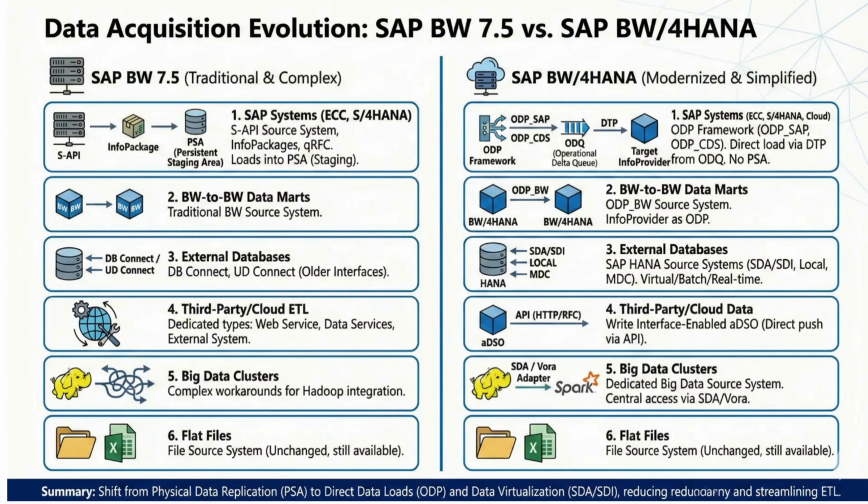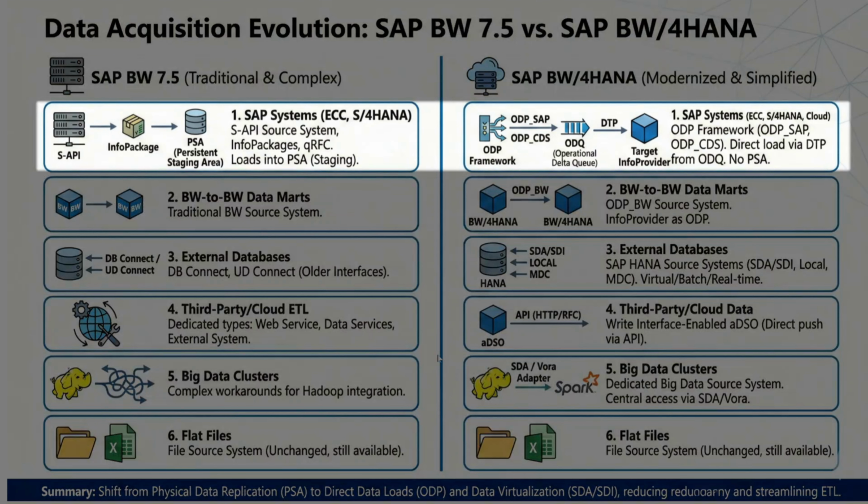Now let's quickly compare the data acquisition layer of BW for HANA with BW 7.5 version. On the left side, you can see the traditional older way with SAP BW 7.5. On the right side is the modernized simplified way with SAP BW for HANA. Let's quickly go through the 6 main changes.